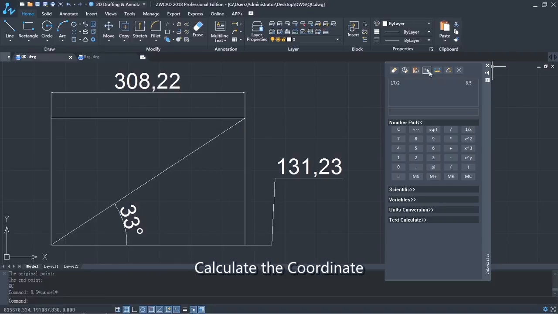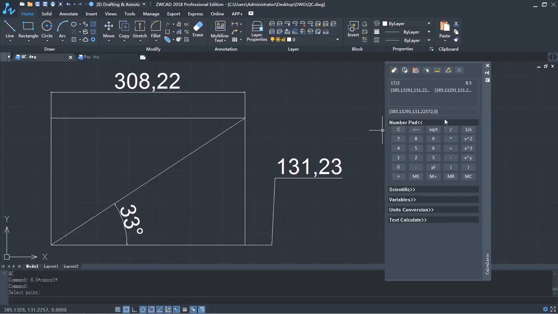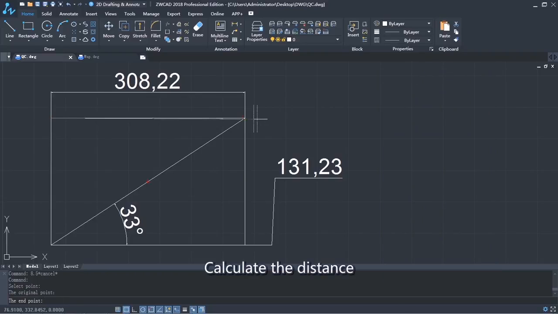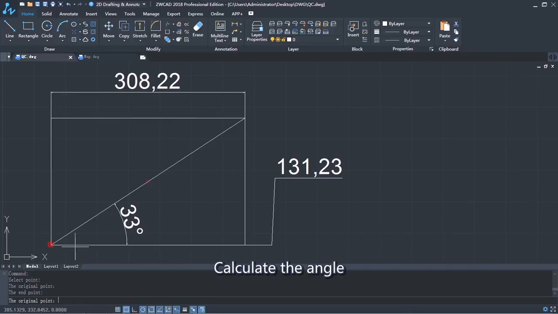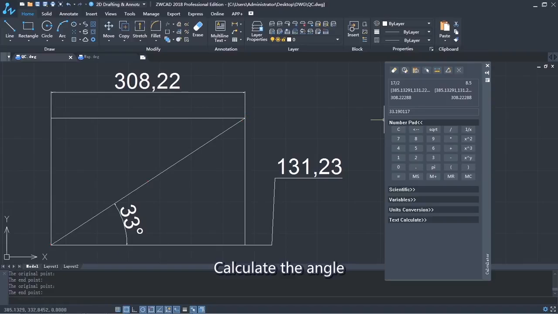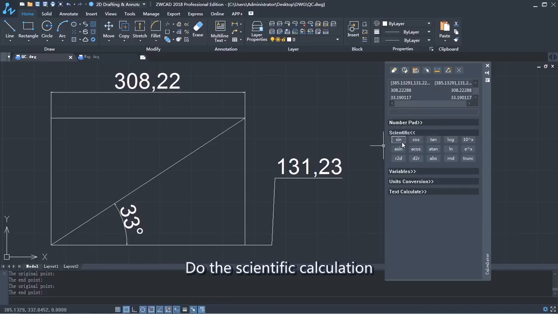Calculate the coordinate. Calculate the distance. Calculate the angle. Do the scientific calculation.